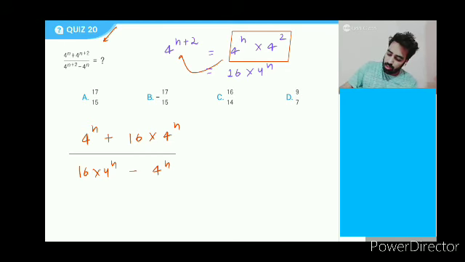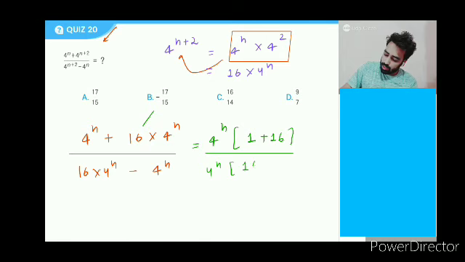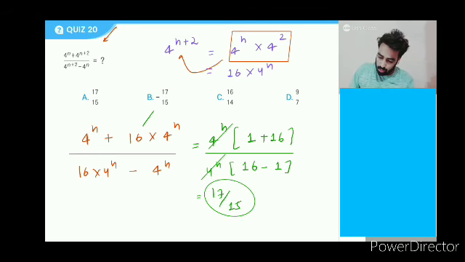I'll take 4 power n common from all the terms. 4 power n, if I take common from the numerator, I'll get 1 plus 16, divided by 4 power n, if I again take common, I'll get 16 minus 1. Cancel, cancel. What I'll get? I'll get 17 divided by 15. In this manner, you need to solve it. Option A will be correct. Okay. Getting it or not, these types of questions will be coming in the exam.